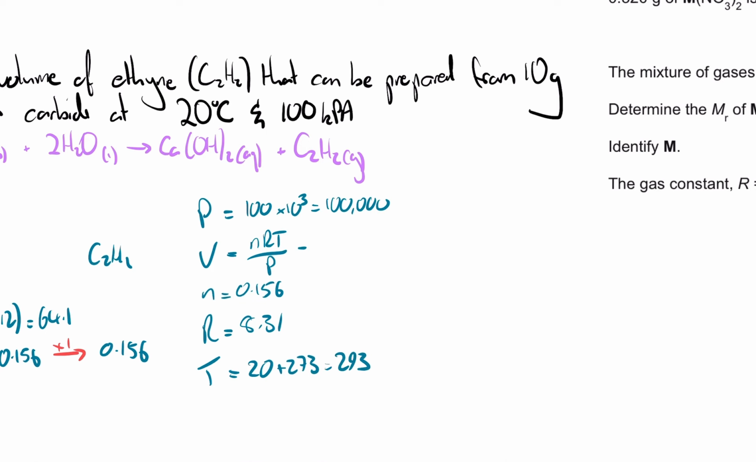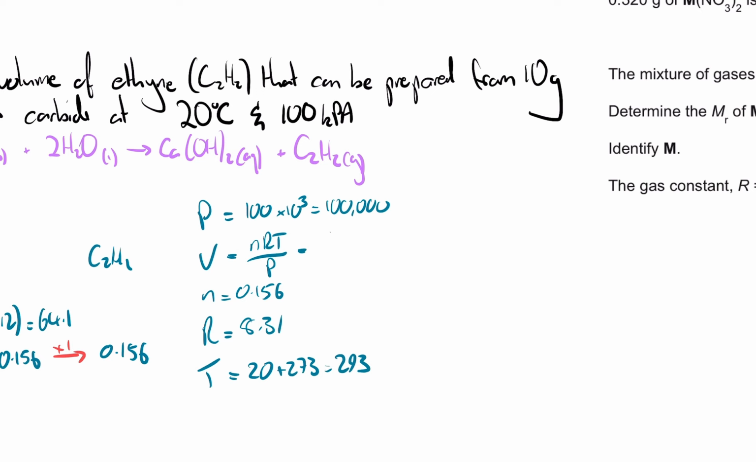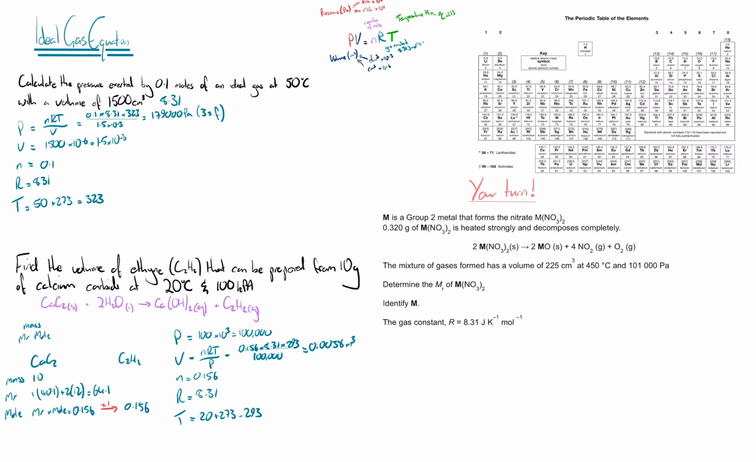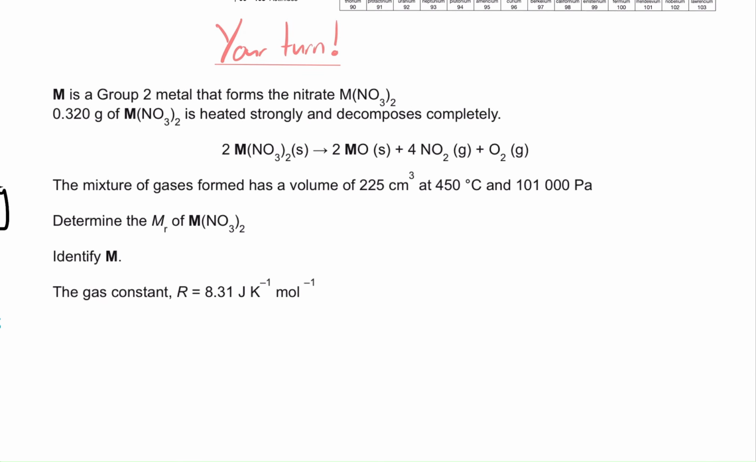Now we just plug our information in. So we've got 0.156 times 8.31 times 293 all over P, 100,000. There we get to 0.0038 meters cubed. Simple as that. That's about as hard as it gets. Give this question a go.